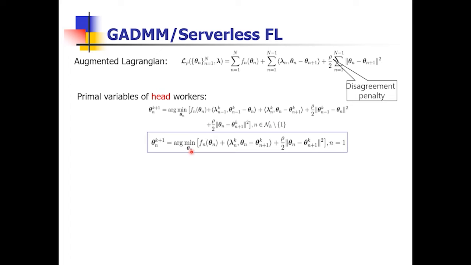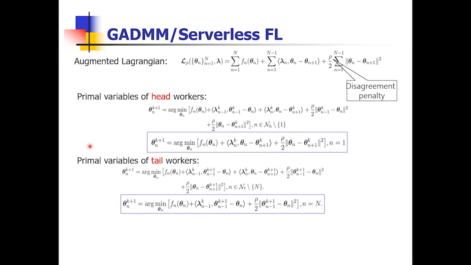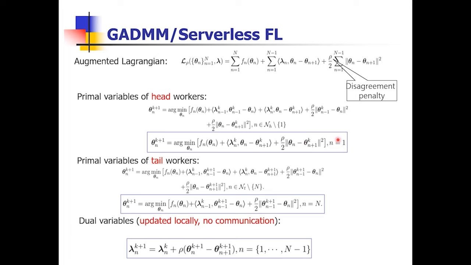Every worker in the head group has to solve this problem locally, which depends on its own dual variable and the neighboring models, plus this term to highlight the disagreement between the model that the head worker has and its neighbors from the tail group. Subsequently, the tail workers will also update their primal variables in the same way. This is actually the same equation as for the primal variable of the head workers. And then finally, locally every worker will update its dual variable lambda, without incurring any communication. Okay, so essentially these are the steps.